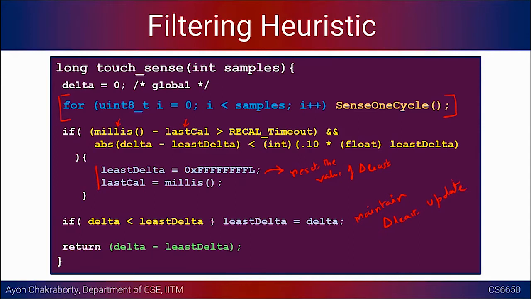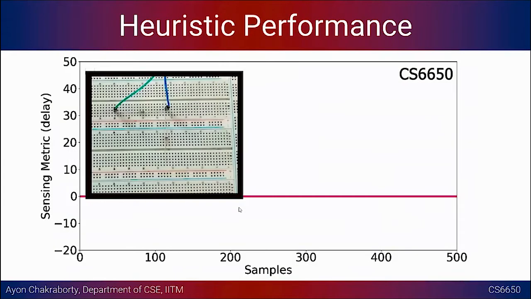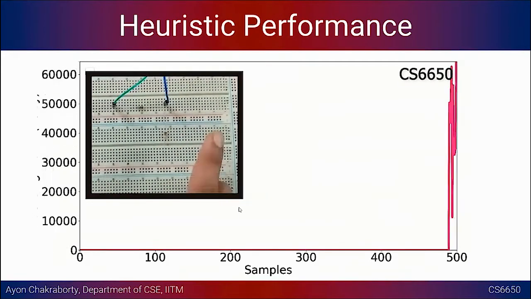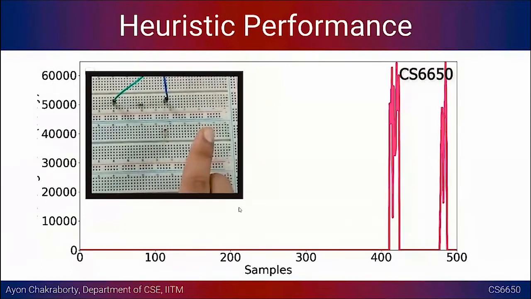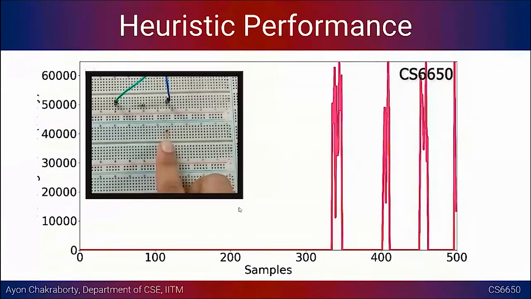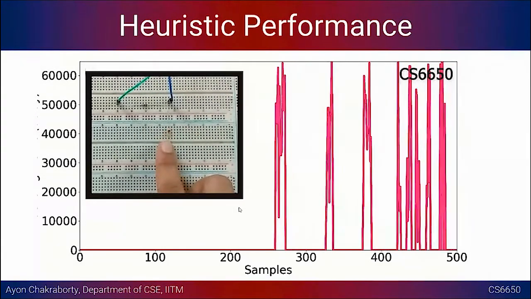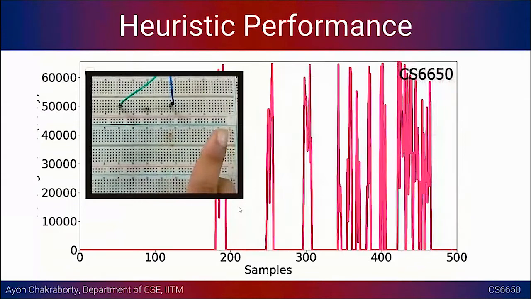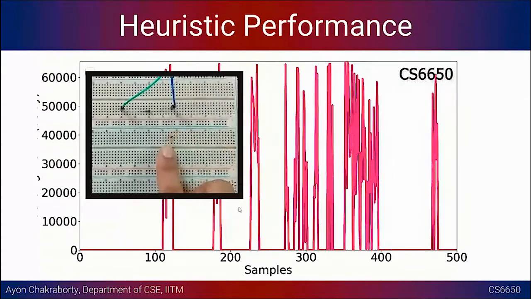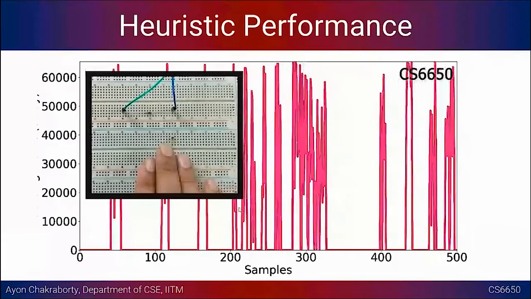Okay, and at the end of the day, we are reporting delta minus list delta. Now this is a very simple heuristic that we see, and we will see how this performs much better than what we saw earlier. There is of course still some noise, but that could be smoothed out, but now it is much more responsive. Whenever you touch it, you can detect the touch.